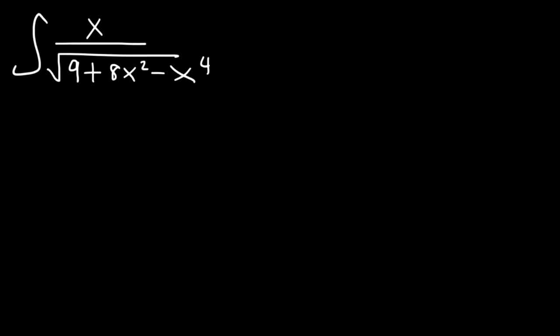Calculate the antiderivative of x divided by the square root of 9 plus 8x squared minus x to the 4th dx. Go ahead and try that one. So this is another completing the square problem.